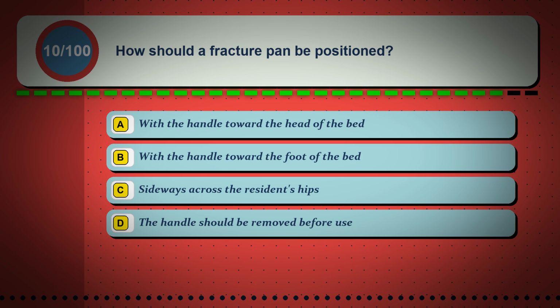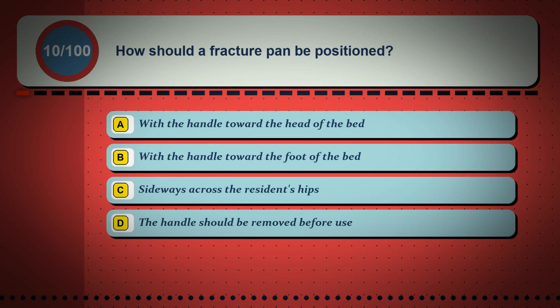Question 10. How should a fracture pan be positioned? Option A. With the handle toward the head of the bed. Option B. With the handle toward the foot of the bed. Option C. Sideways across the resident's hips. Option D. The handle should be removed before use.